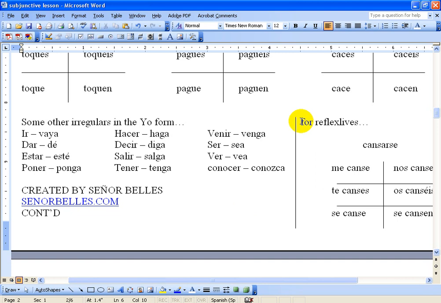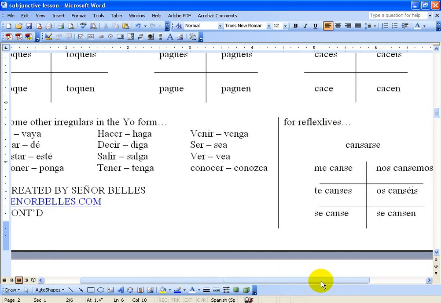And then just FYI for you, for reflexive verbs, like verbs that end in the SE, like cansarse, we're still going to take that se, put it in front, change it to me, te, se, nos, os, or se, and then we'll just conjugate what's left, the cansar, into the subjunctive, which keep in mind the whole opposite idea, and that shouldn't be too difficult.